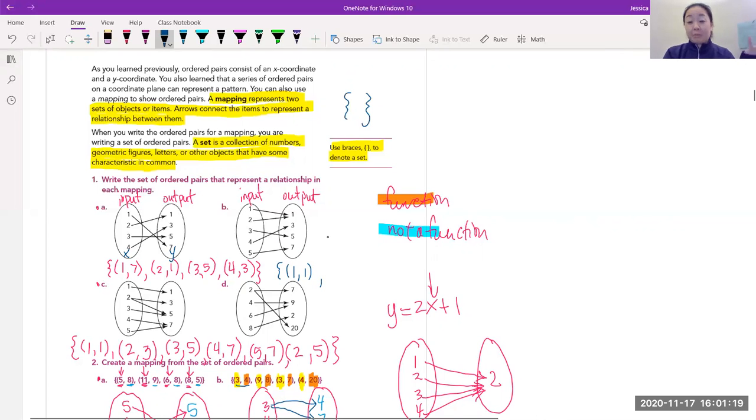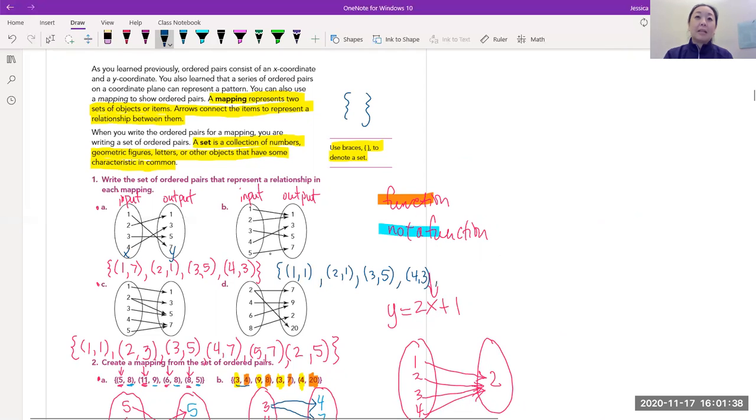It's just two numbers next to each other, right? And then 2 also goes to 1. So that's fine. They could go to the same number. And then 3 goes to 5. So we've got 3 going to 5. And then we got 4 going to 3, so it's 4, 3.